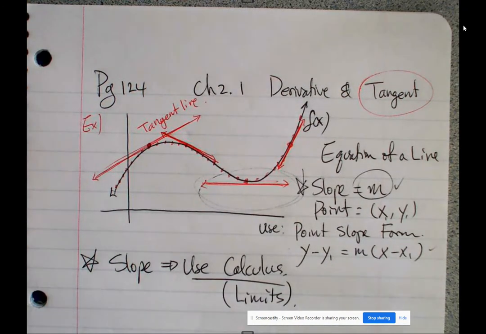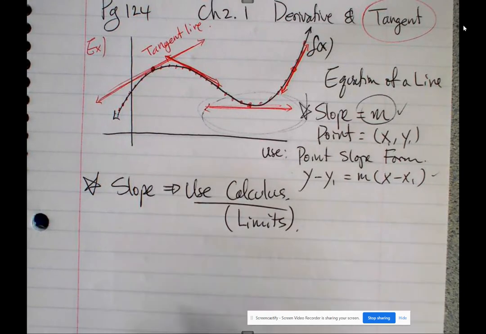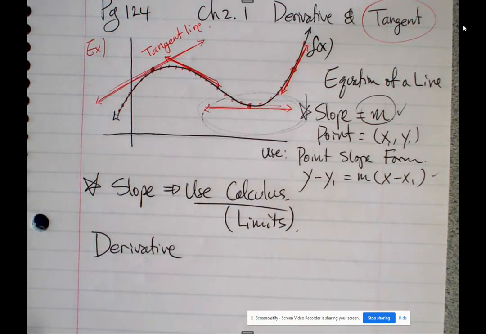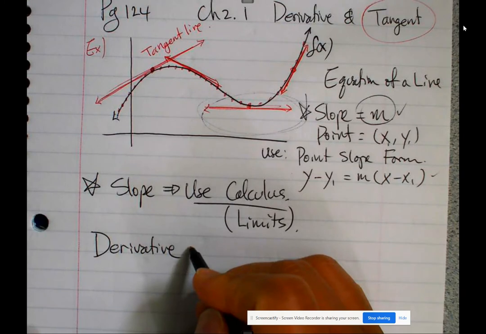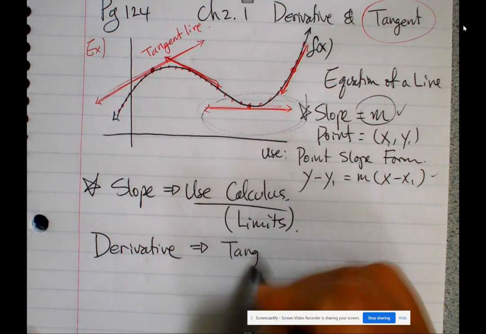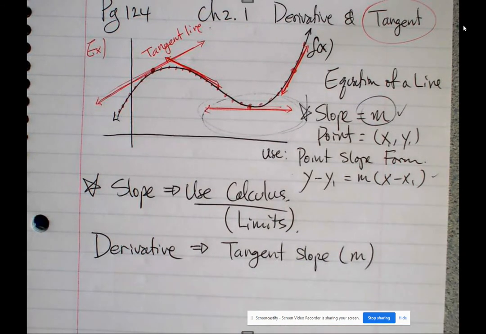Okay? So now we're going to go into our lesson. Our lesson says derivative. But derivative is a fancy name, okay? Derivative is a fancy name for tangent slope, which is m. Derivative is a fancy name for tangent slope.